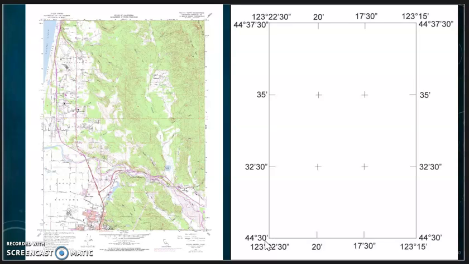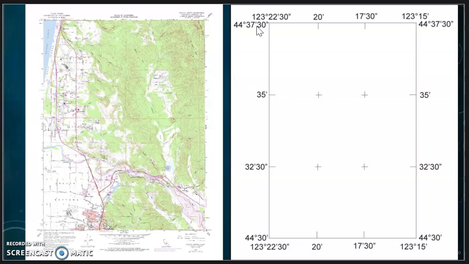This map is split up between 2.5 minutes in latitude and in longitude. When you go up to your next tick mark, that is going to be 44 degrees, 32 minutes and 30 seconds. That is 2.5 minutes added to 44 degrees and 30 minutes. Then the next one is another 2.5 minutes at 35 minutes. So again, that's 44 degrees, 35 minutes, and since there's no seconds, that's 0 seconds.